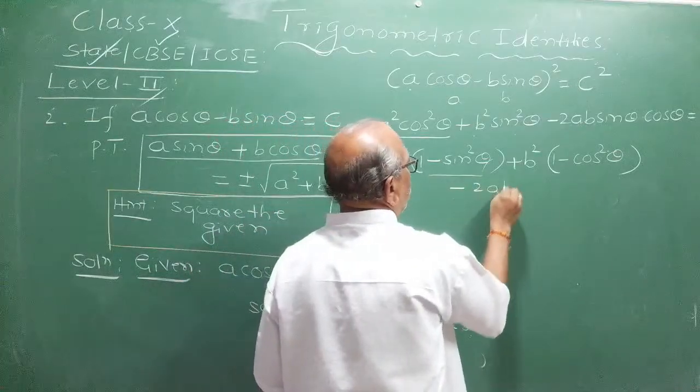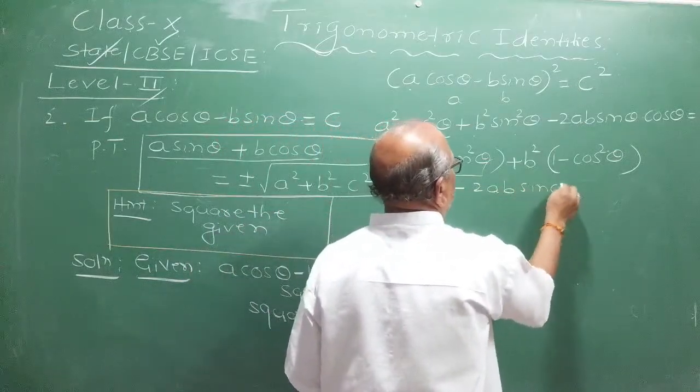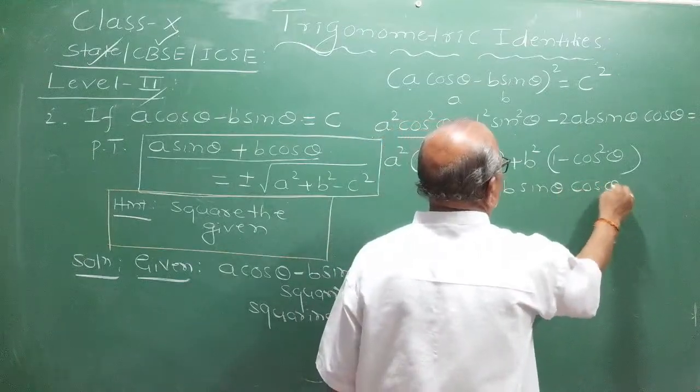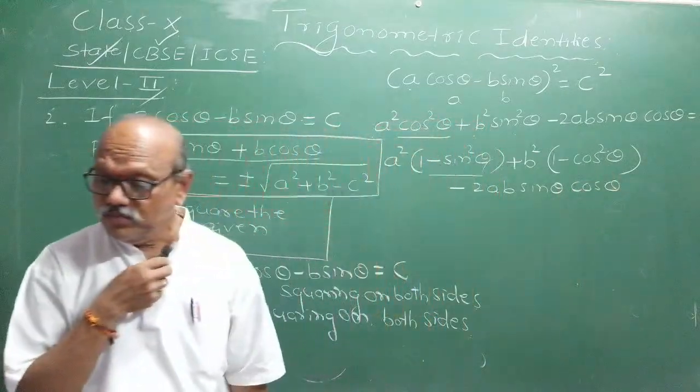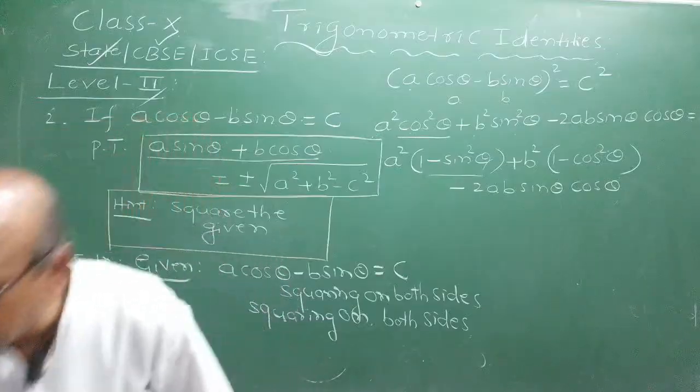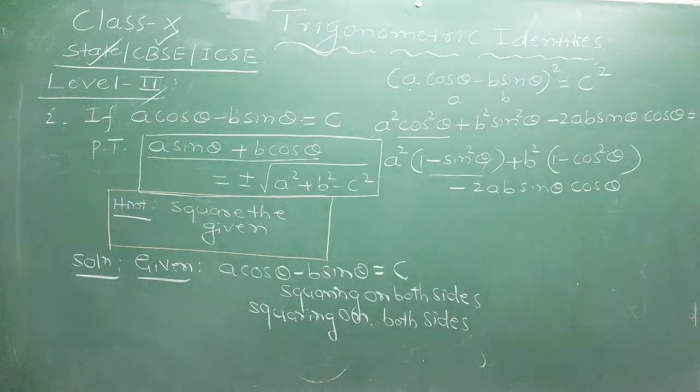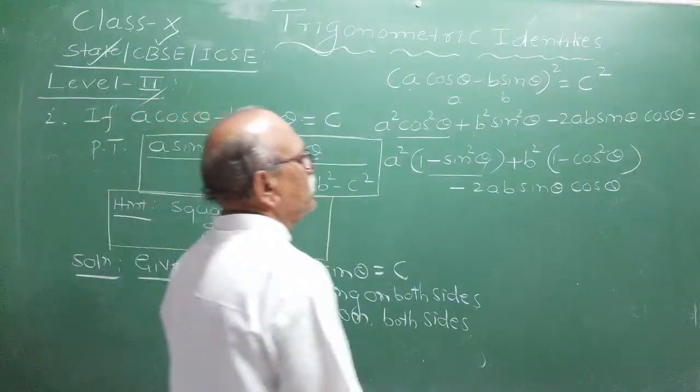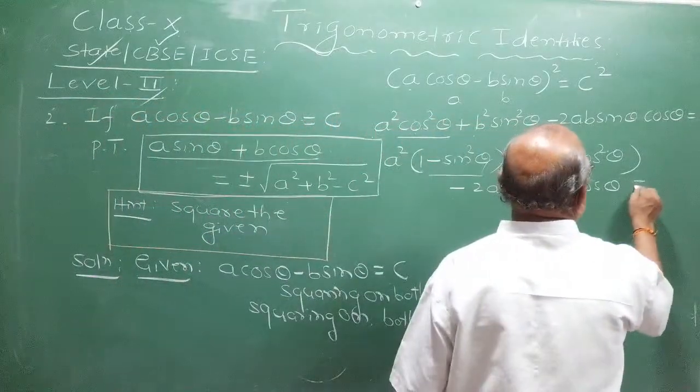Minus 2AB sin theta into cos theta. Is everything visible, audible? If you have got any problems, you can tell me. Minus 2AB sin theta into cos theta is equal to c square.